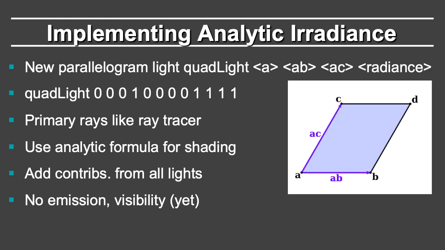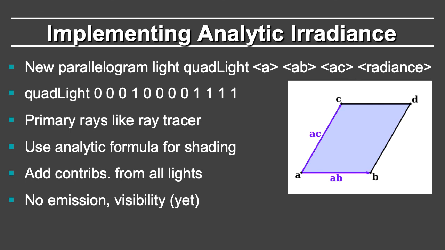You will have to implement a new command in order to have an area light. We enable general parallelogram light sources as quad lights. You will give the origin of the parallelogram, the vertices corresponding to B, C, and D. In fact, what you will actually give is the vectors corresponding to AB and AC, and then the radiance of the parallelogram. You shoot your primary rays like a ray tracer to find all the geometric intersections in the scene.